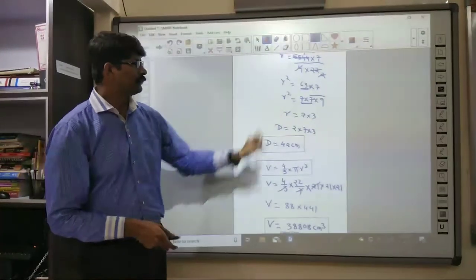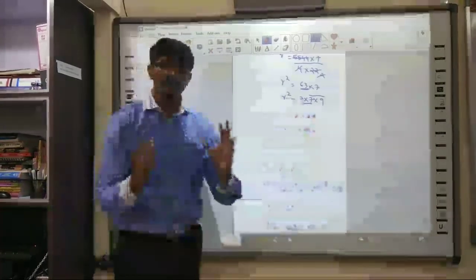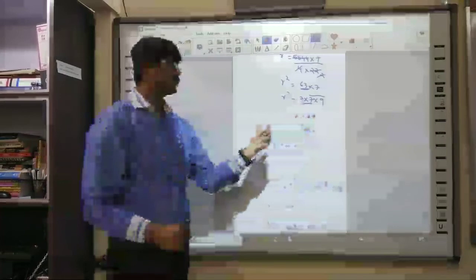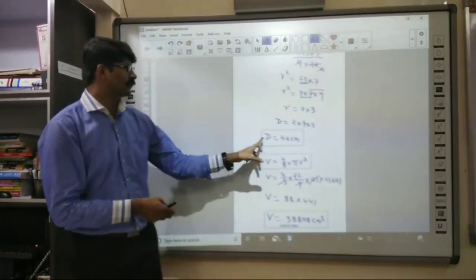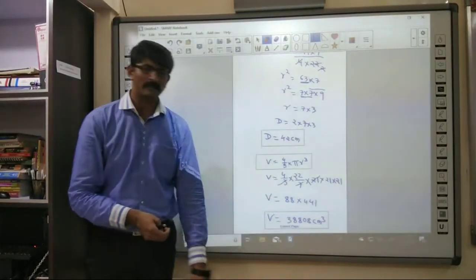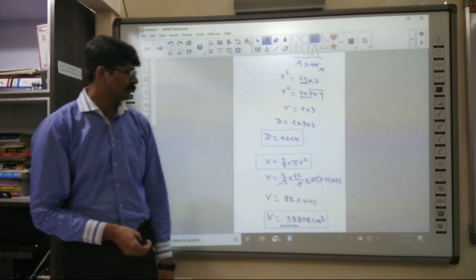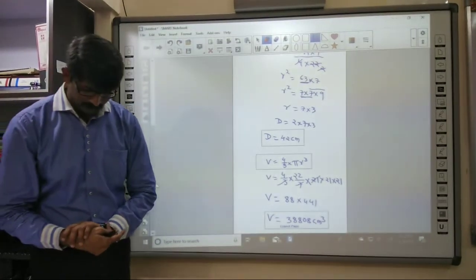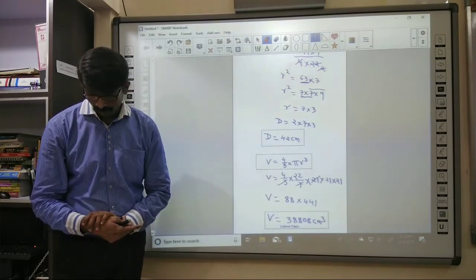If you leave it here as radius is equal to 21 centimeter, you will definitely lose your 1 mark because the diameter was asked in the question. So see here, I have written, what is the diameter? I finally wrote here the diameter is 42 centimeter and the volume is equal to 38,808 centimeter cube. So this is how we have finally figured out how exactly this sum can be done.